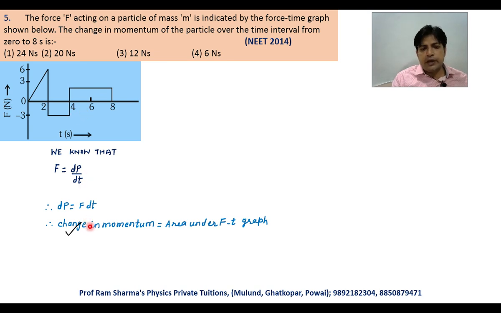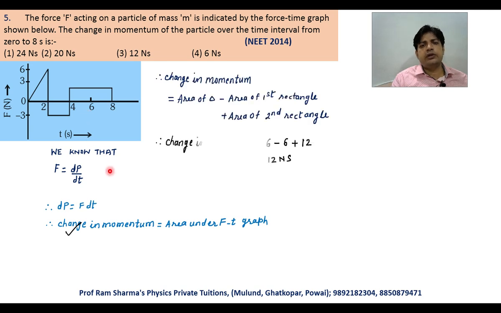Okay, we'll carry on. So let us find out the area. The area will be area of triangle minus area of this rectangle plus area of this rectangle, and that should give you the answer. So this is your final answer. Now let's move on to the next sum.